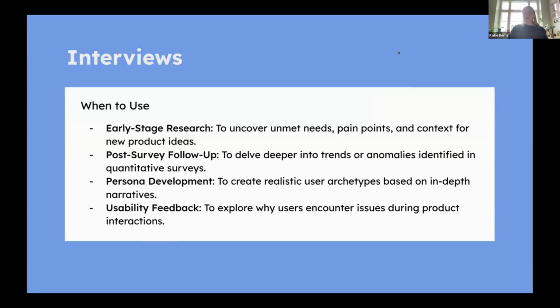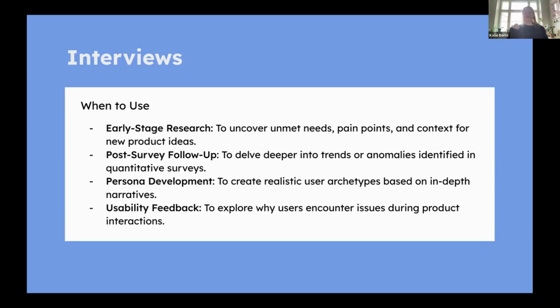So I think it's probably pretty obvious that we can use interviews. It's such a flexible method. It can be used throughout all stages of the design process. So we're looking, in this case, at about the first three uses here. The early stage research is what we're talking about now, really exploring the unmet needs, the pain points and context for new product ideas.